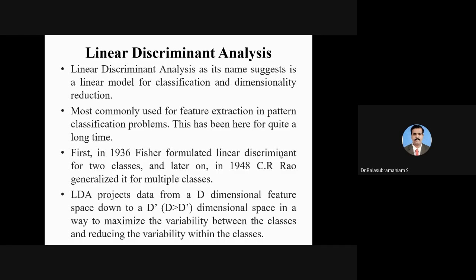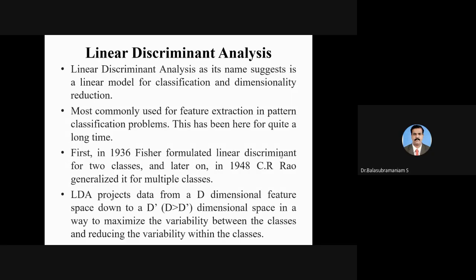In 1936, the mathematician Fisher formulated the linear discriminant for two classes, and only for two classes he defined the discriminant function. Then later, in 1948, C.R. Rao generalized it for multiple classes, not just two classes. He increased the number of classes and classified using this linear discriminant function.